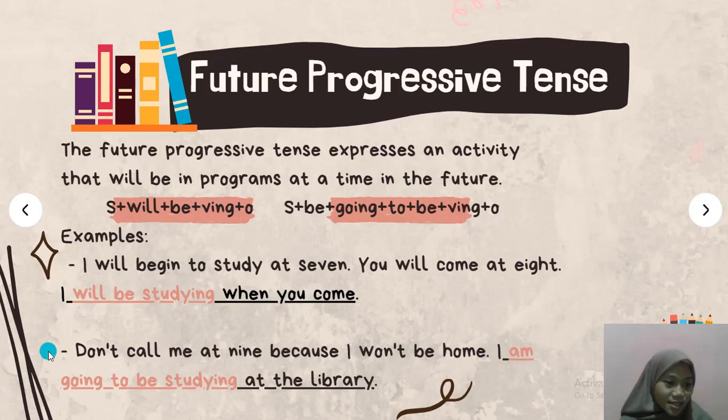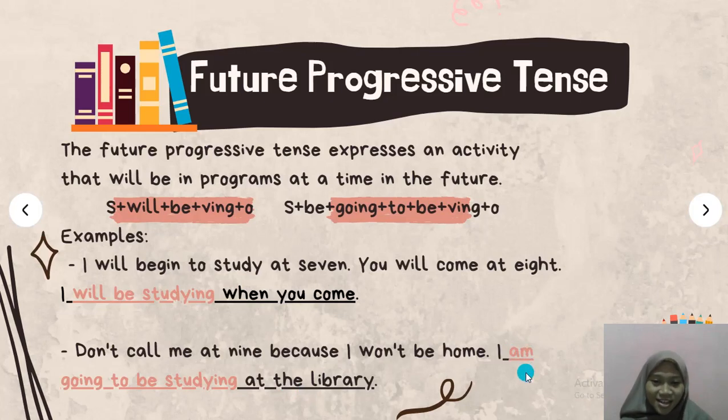Okay, next example sentence, when we want to use be going to. For example, don't call me at 9 because I won't be home. I am going to be studying at the library. One is will not, guys. Here is the negative sentence. So don't call me at 9 because I won't be home. So I am going to be studying at the library.